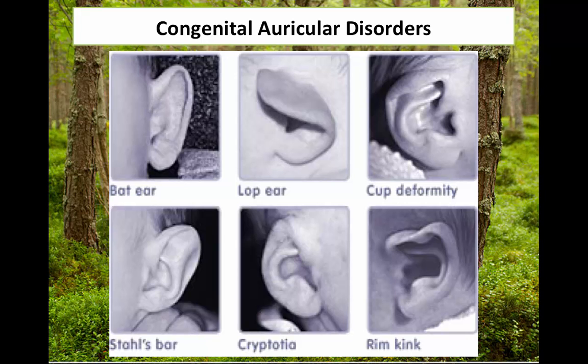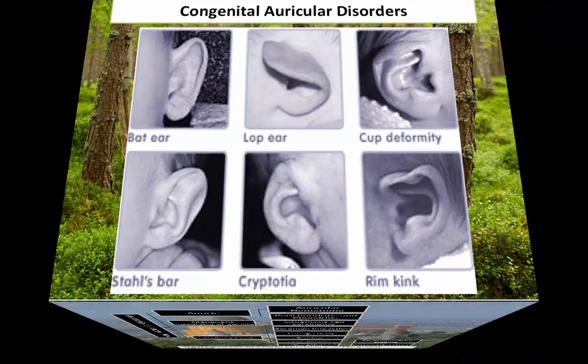With the exception of Darwin's tubercle, which is not a true deformity, any external ear abnormality may be associated with hearing and renal abnormalities. Therefore, presence of these abnormalities should prompt consideration of further testing.